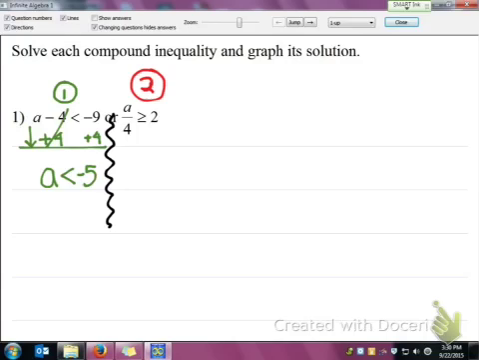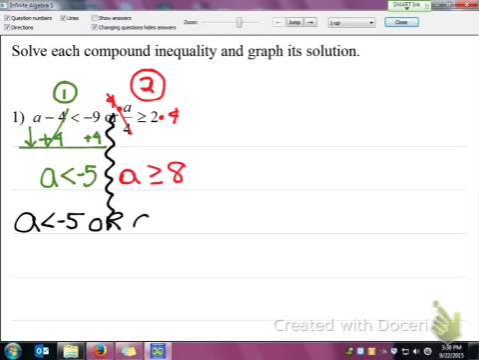Okay, a is all by itself there, so we come over to equation number 2. This says a divided by 4, so to get rid of dividing by 4, we're going to multiply by 4 on both sides of our inequality here, so these are going to cancel. Left with a, bring down your inequality symbol, make sure you include that equal to underneath it, and then 2 times 4 is 8. Okay, now that they're both solved, we're going to rewrite it, put that word or back in the middle, so a is less than negative 5, or a is greater than or equal to 8, and then time to graph.